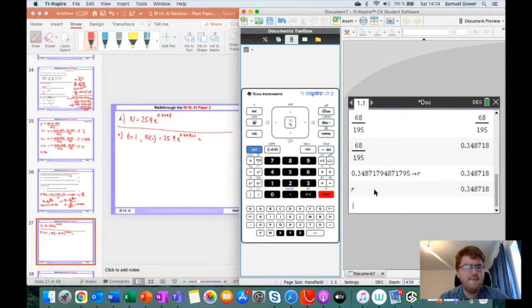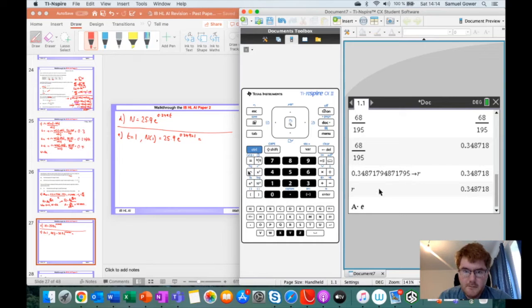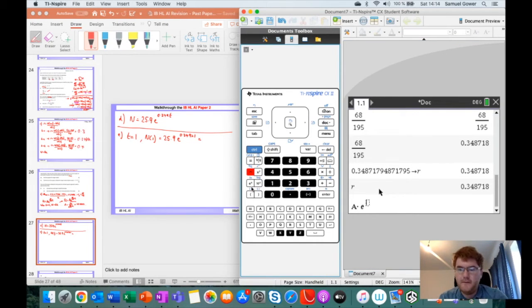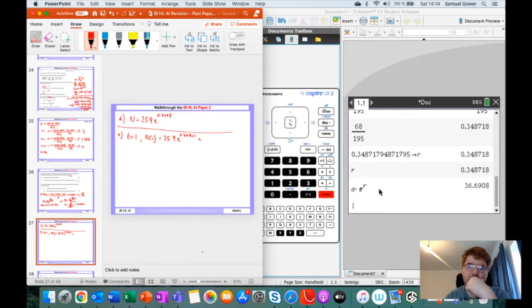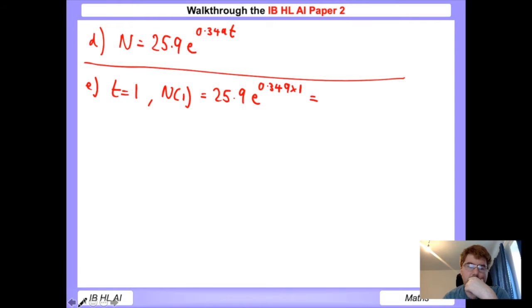So we just want to work out first of all, essentially, we've got A multiplied by e, so we go to here, and we want the power, and in this case we just want r times 1. So we get this, and then we get the actual precise value that we're looking for, so 36.6908, dot, dot, dot, obviously goes on, because it's a float of 6 here.